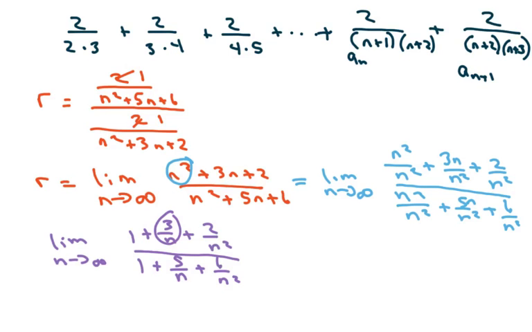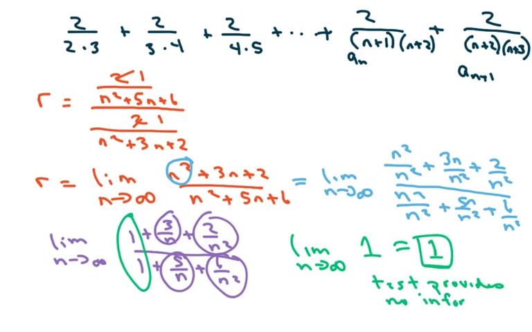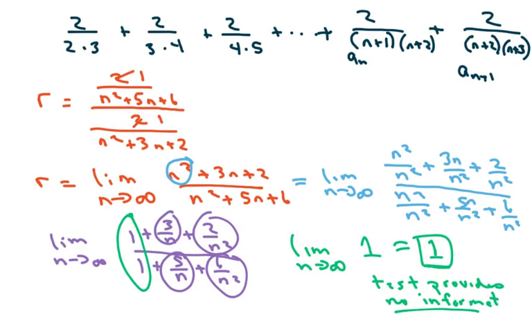Again, when you take the limit of these four, these all go to 0. And what you're left with is 1 divided by 1. So the limit as n approaches infinity is 1. That's a constant. Since it equals 1, the test provides no information. So when it equals 1, the test provides no information. Whoops, sorry. So that's no information.